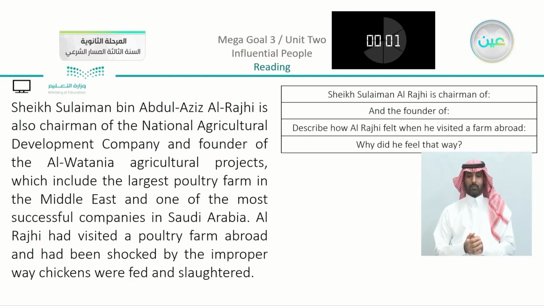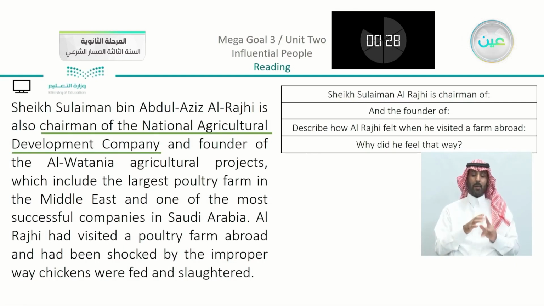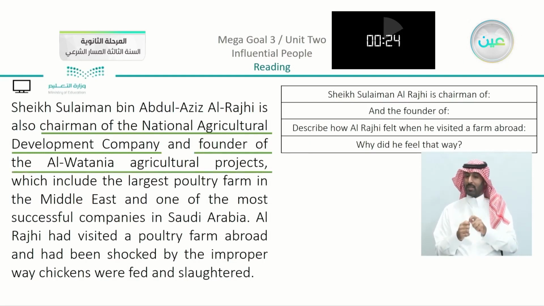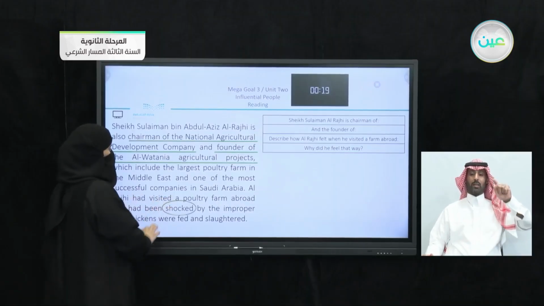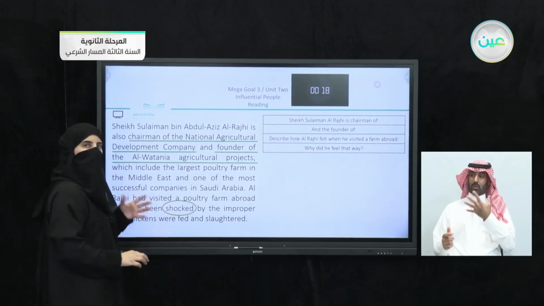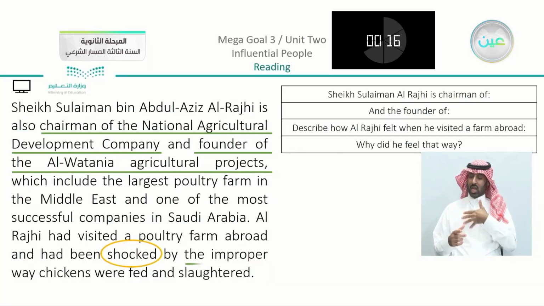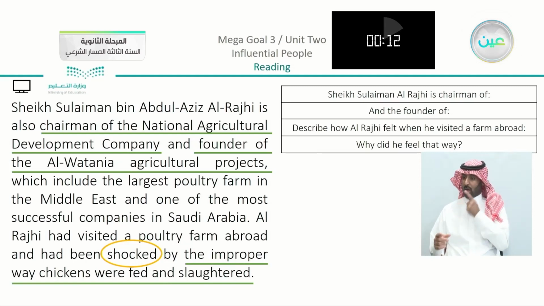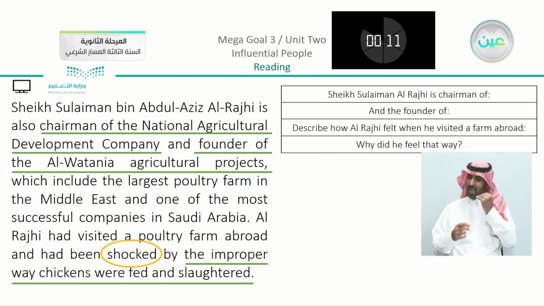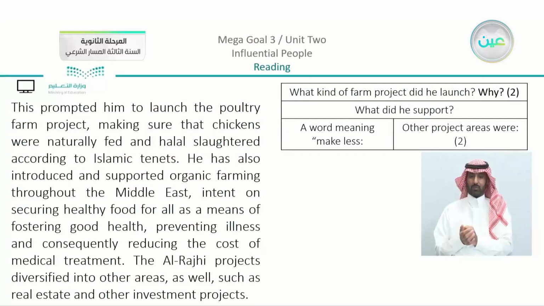Okay, so time's up. We have the answers. The first one: chairman of the National Agricultural Development Company and the founder of Al-Wataniya Agricultural Projects. Now I'm going to come to the feelings that we said. What did he feel? He was shocked. Why was he shocked? By the improper way chickens were fed and slaughtered. So that's why he started the project of Al-Wataniya.